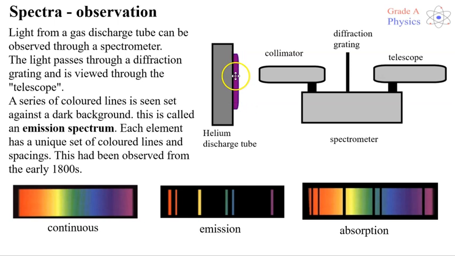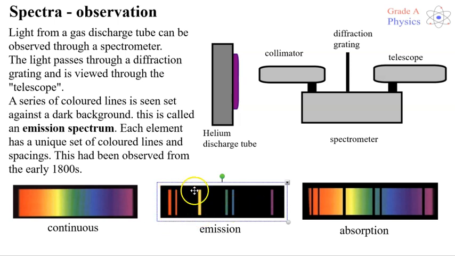So we have something producing light. It will be, for example, a helium discharge tube, a single element in a gas tube that produces light of a specific wavelength or combination of wavelengths. That shines through a tube called a collimator, through a diffraction grating, and then through a viewing column, which is a telescope. If we look through the eyepiece, we would see something like this, an emission spectrum.